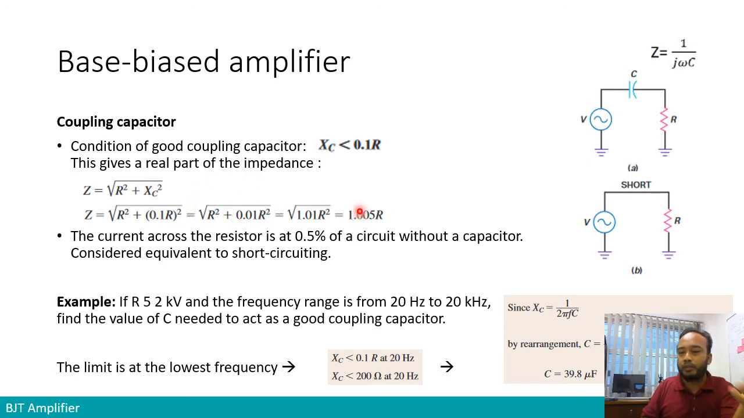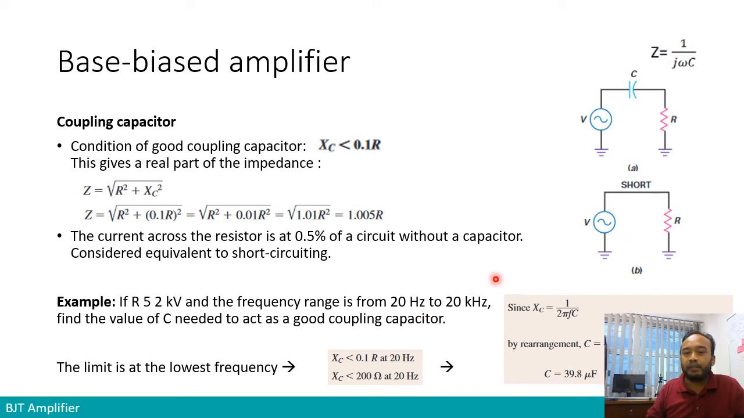So we can see this is basically the mathematical equation of the explanation as I mentioned just now. So the overall impedance of the circuit is very close to R, it is 1.005 R, so it's only a 0.5% difference compared to R. So we can consider that the capacitor is neglected. Therefore, in AC, it is a short circuit.